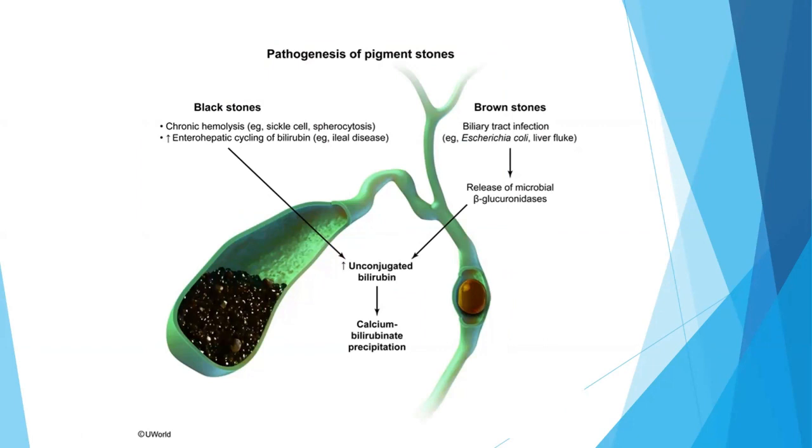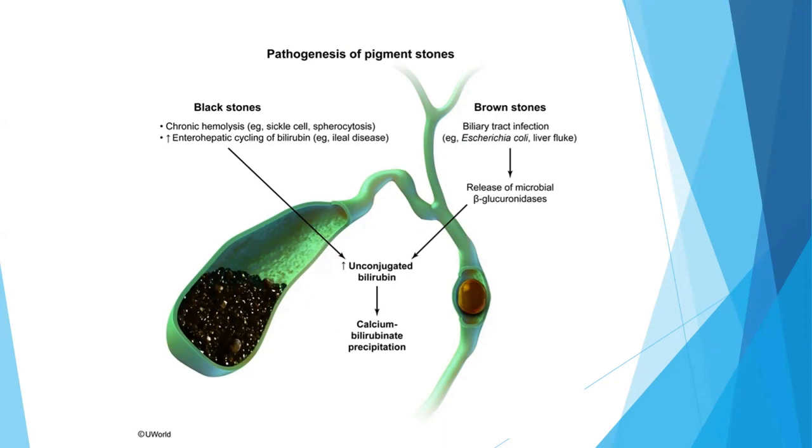Now let's talk about the pathogenesis of the pigment stones. Now, the black stones are formed when there is chronic hemolysis, for example, cases like sickle cell or spherocytosis, or there is increased intrahepatic cycling of the bilirubin, for example, ileal disease. Or the brown stones are formed by biliary tract infection, for example, Escherichia coli, and they release the microbial beta glucuronidases.